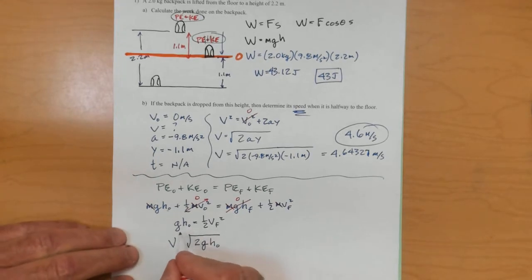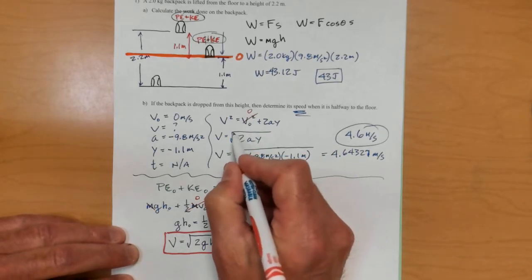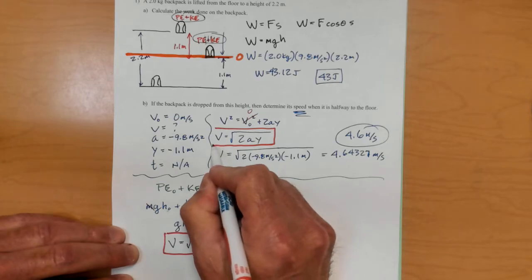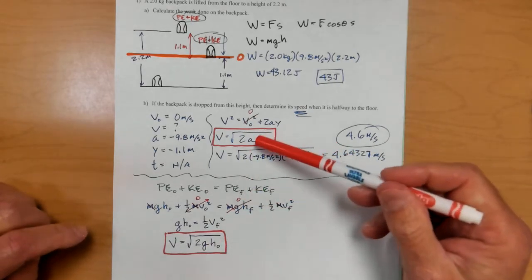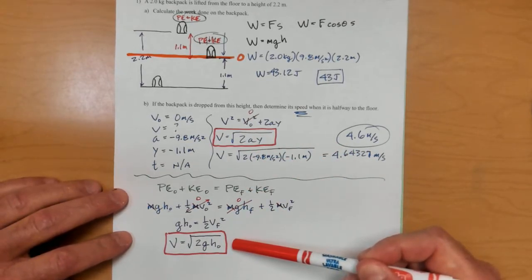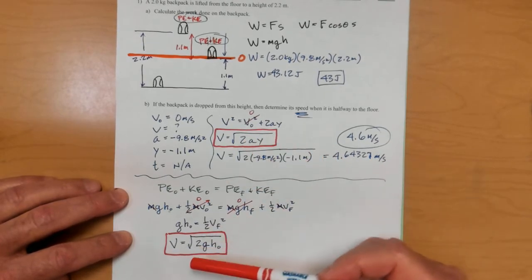Okay, now I'm going to go ahead and circle this in a red box. And then I'm going to go back up here to my kinematics problem, and I'm going to circle this in a red box. I want you to take a look at that. Pause the video if you need to. But make sure you understand that even though these are using different variables, these are saying the same thing. This is the square root of 2ay. This is the square root of 2gh.